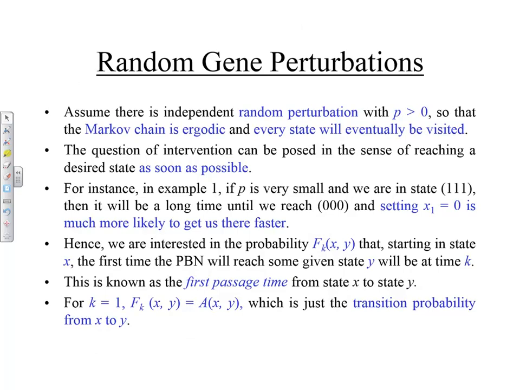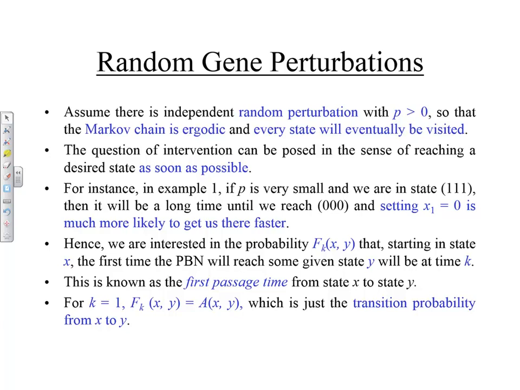Hence, we are interested in the probability f_k(x,y) that, starting in state x, the first time the PBN will reach some given state y will be at time k. This is known as the first passage time from state x to state y. How many time steps is it going to take to go from state x to state y? If k is 1, then f_k(x,y) is basically a_xy, which is just the transition probability from x to y in the original network.